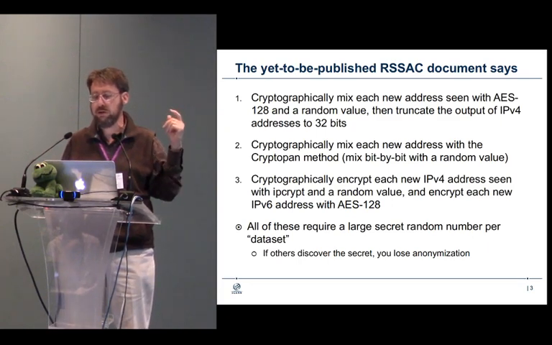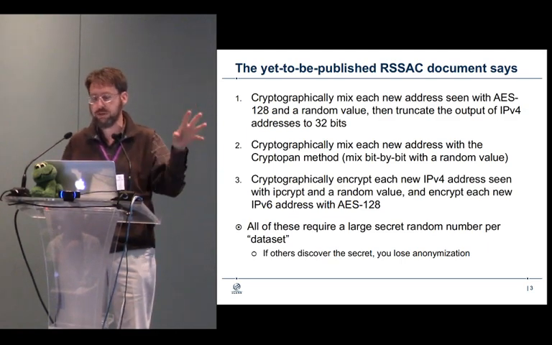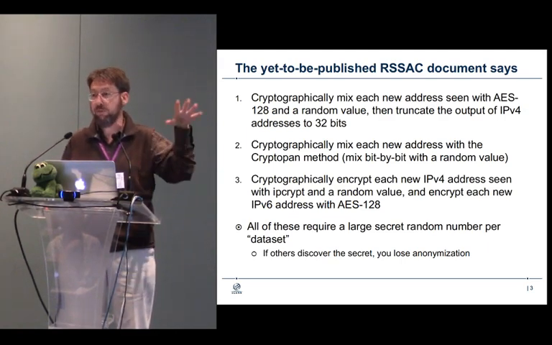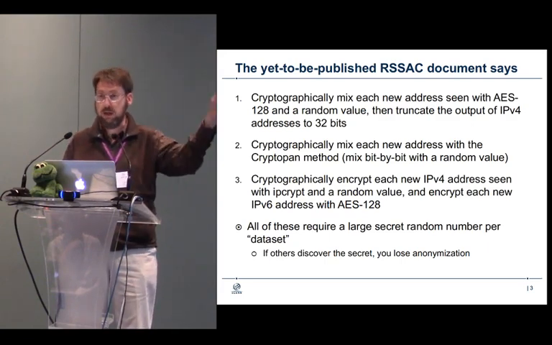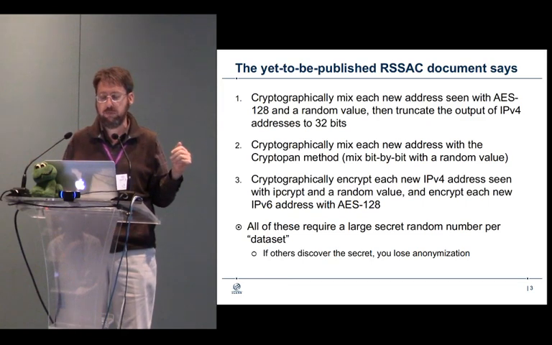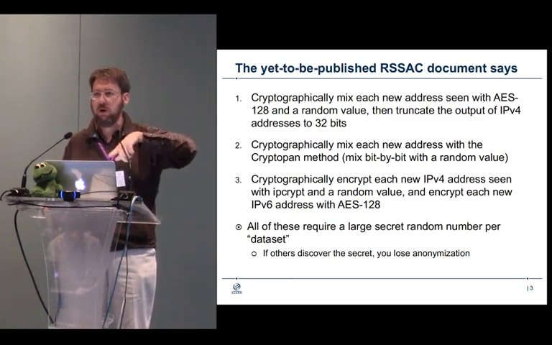The first one is you cryptographically mix a new address with AES 128. You could also hash it. Turns out AES is a little bit faster. And then for IPv4, you truncate. For IPv6, you don't, because AES 128 puts out 128 bits. So that's method 1. The next 3 slides after this will go into each of these in detail.